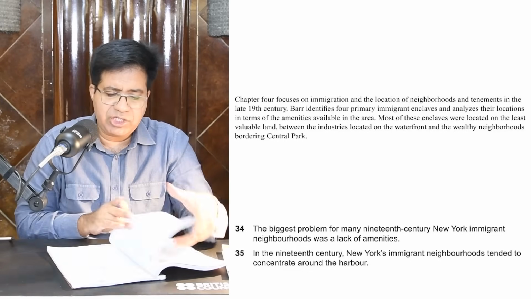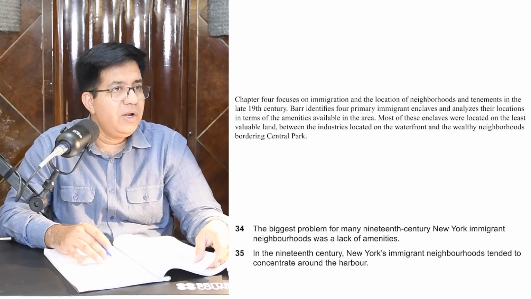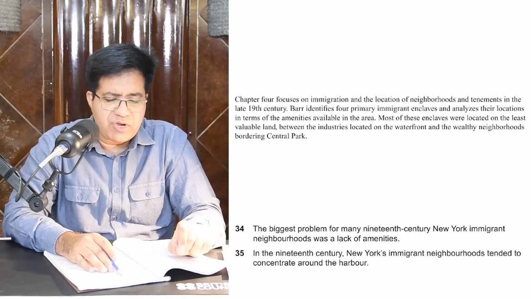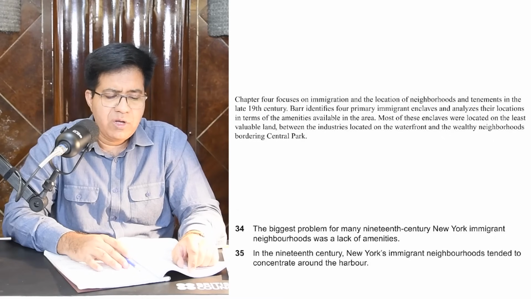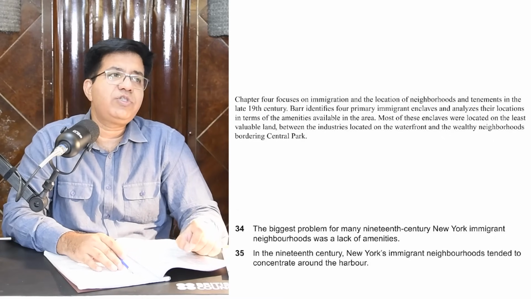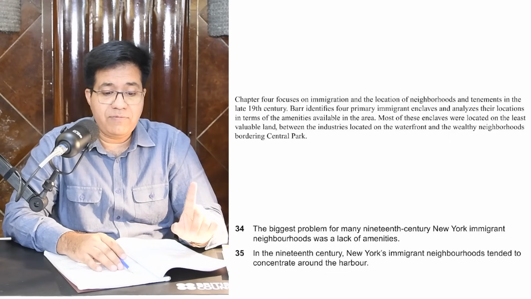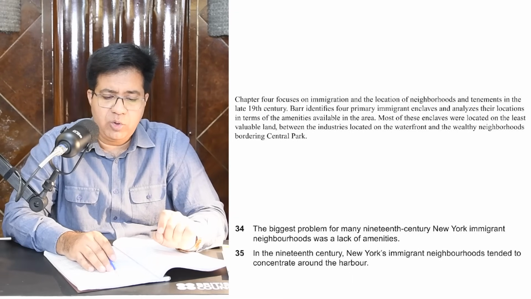Now, have they mentioned that they focused on harbor? No, they said they focused on between the industries located on the waterfront and the wealthy neighborhoods bordering Central Park. So what should be the answer? Answer should be no. It's not given because they mentioned the area. The area is between industries located.